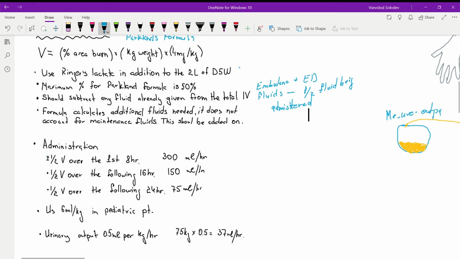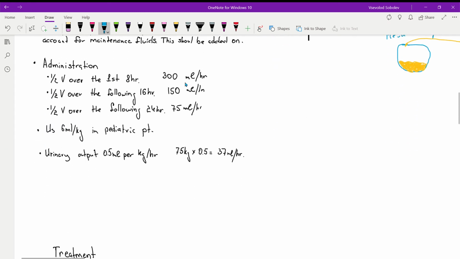Alright, so for administration, of the total volume we'll administer the first half. So if we have 10,000 milliliters, we'll administer the first 5,000 here, and we'll administer the next 2,500 here, and then we'll administer the rest here.